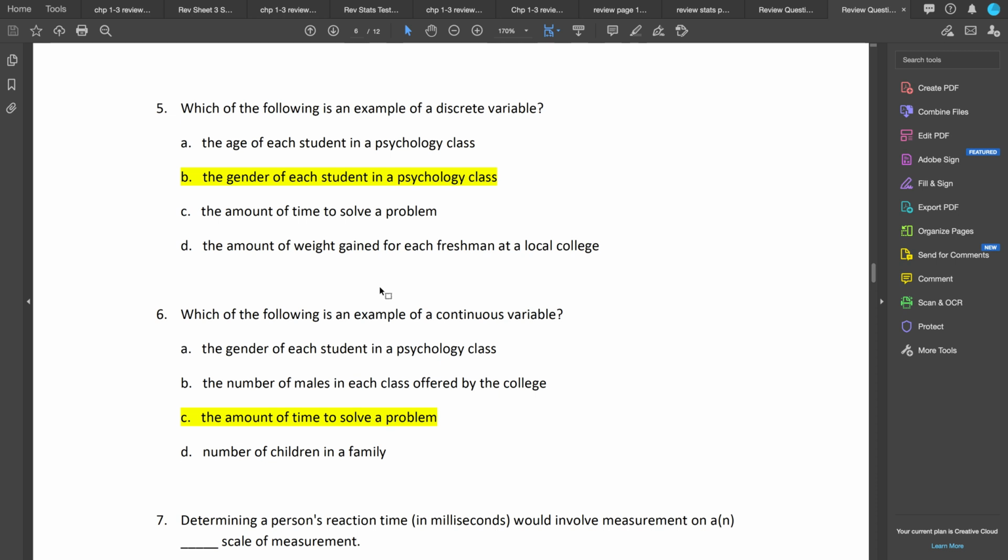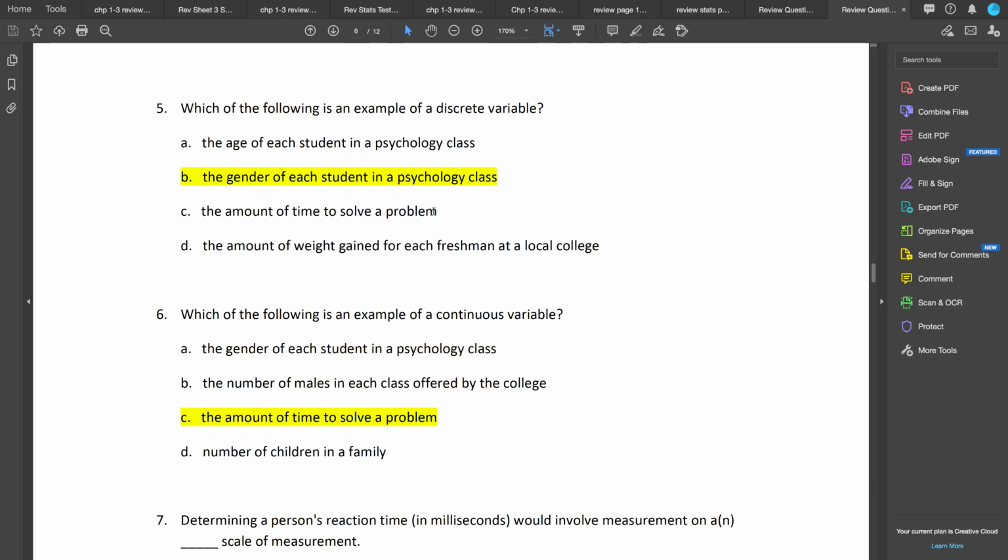The amount of time needed to solve a problem. Again, you can break down time. Age is a form of time. And then the amount of weight gained for each freshman at a local college. Again, you can break weight down, weight, ounces, and so on and so forth. Or you could go kilograms, grams, decigrams, centigrams, and so on and so forth. You can keep breaking it down.